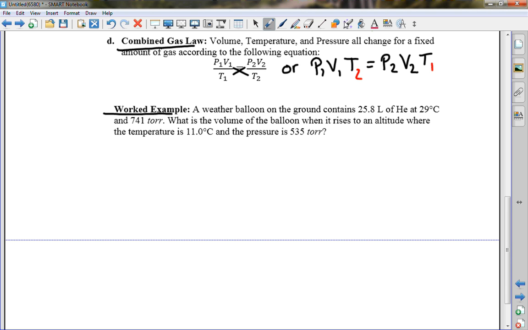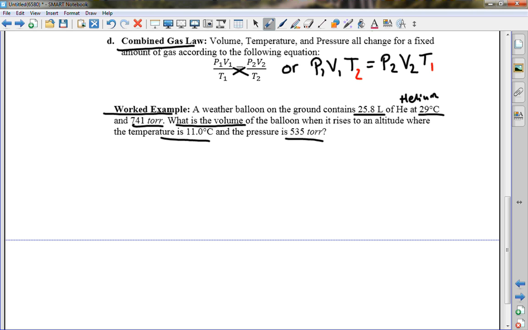We're going to look at this example. A weather balloon on the ground contains 25.8 liters of helium gas at 29 degrees Celsius and 741 torr. What is the volume of the balloon when it rises to an altitude where the temperature is 11 degrees Celsius and the pressure is 535 torr?